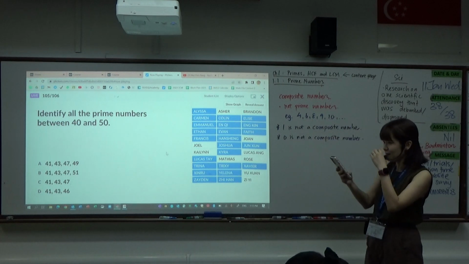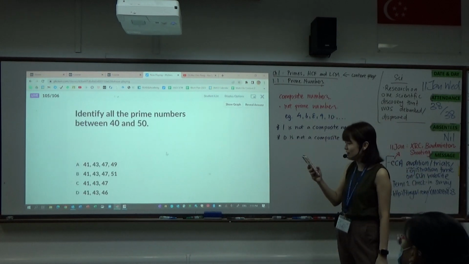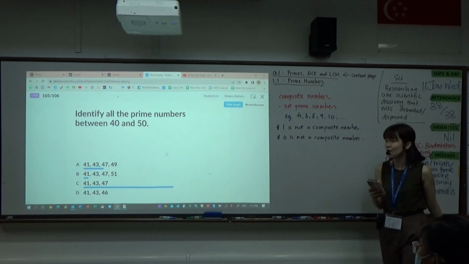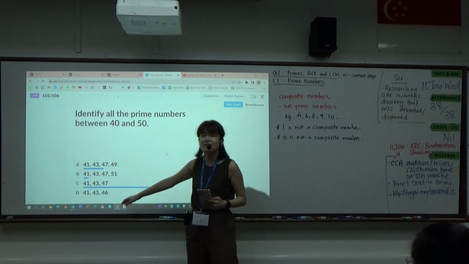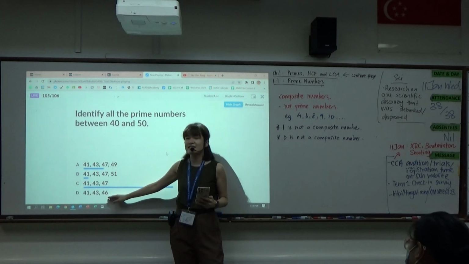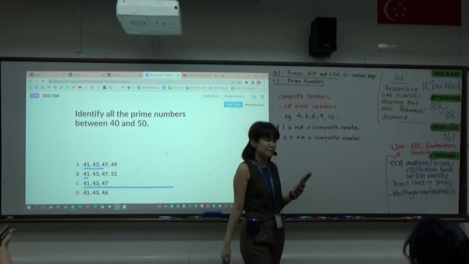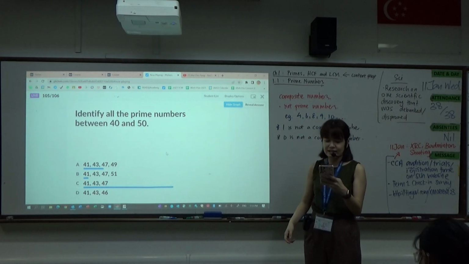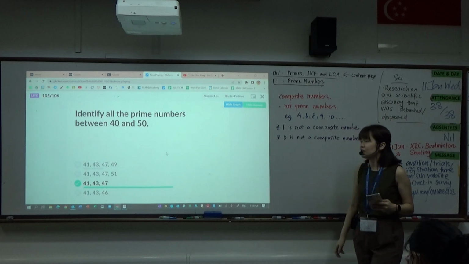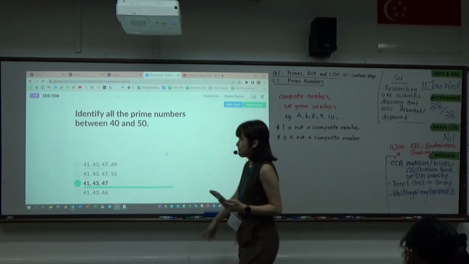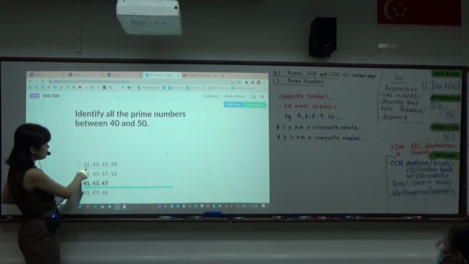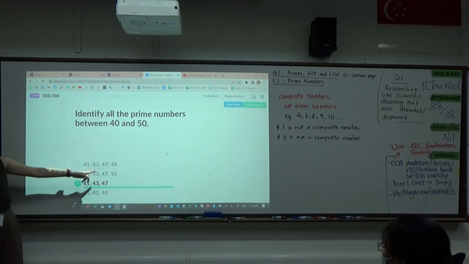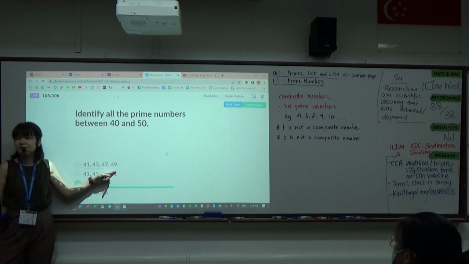Alright. Okay, stop. A number of you gave me A, B. I think all of us know that D is confirmed not the answer. Why is D not the answer? Because of the 46. We already know that an even number cannot be prime other than 2. Then the answer is actually C: 41, 43, and 47. Why? For A, which number is clearly not a prime number? 49, right? Because we know 7 times 7 is 49.